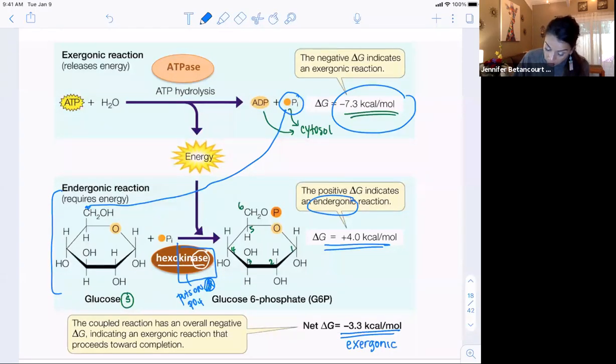All you did was take minus 7.3 plus 4.0 kcal per mole. This gives you still an exergonic reaction. So the cell's like, all right, well, we have a little bit less energy in our cell. That's okay. I really needed this glucose 6-phosphate, so thanks. Okay. And that's not the end. The cell's like, now can you change that glucose 6-phosphate to something else, please? And then another enzyme's like, yes, I'll do that for you.